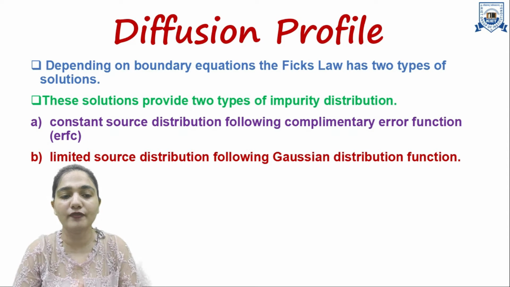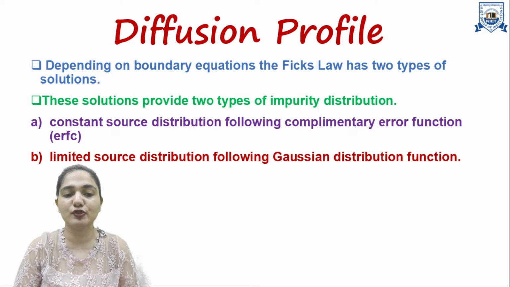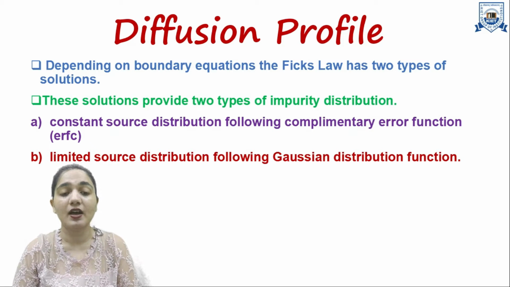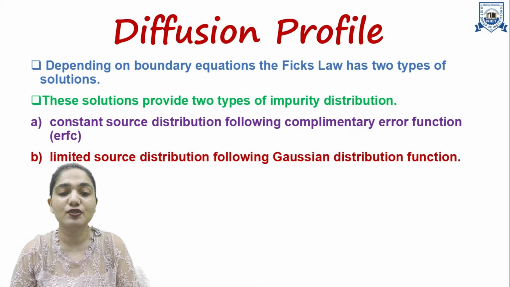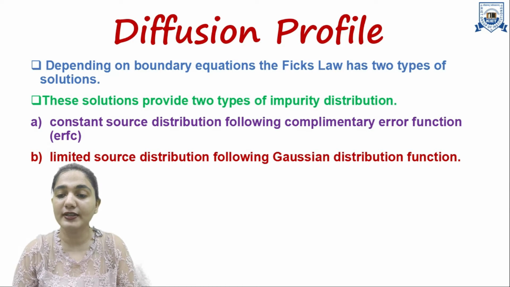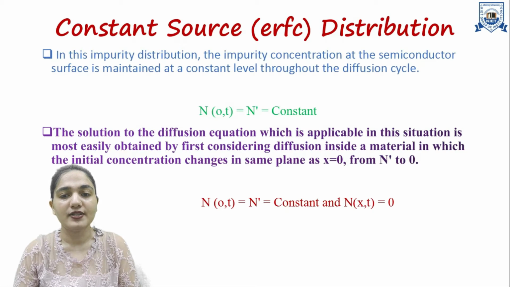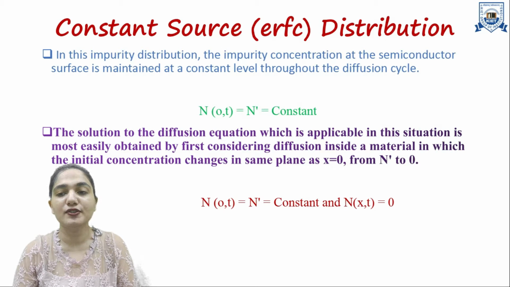So we need to know all of these things, and depending upon the boundary condition, we have two types of solution which represent the impurity's path. First is constant source distribution following the complementary error function, and then we have limited source distribution which follows the Gaussian distribution function. Okay, then first we will be talking about the constant source distribution.